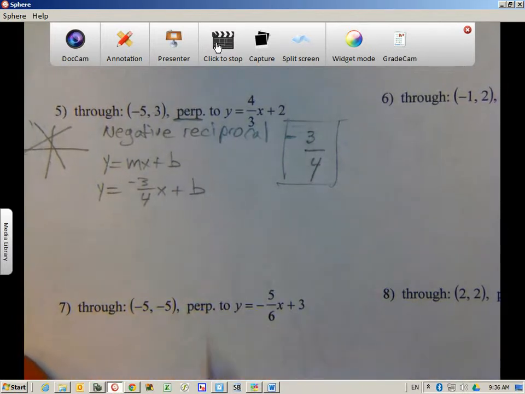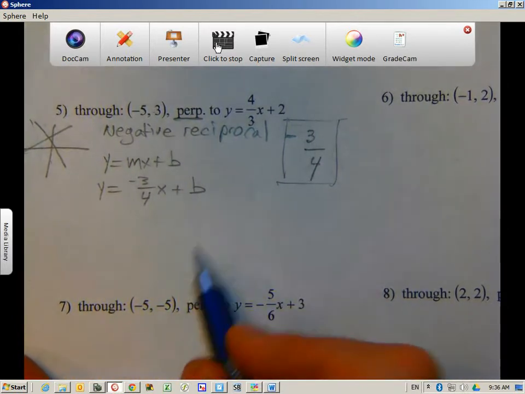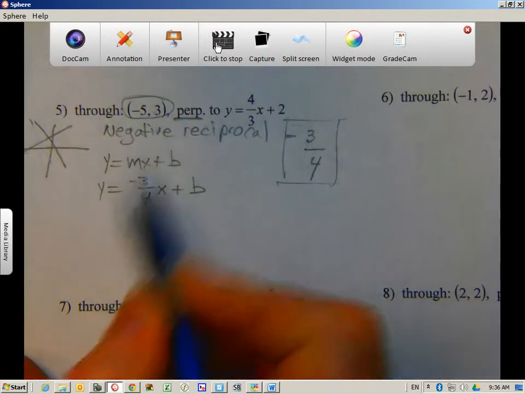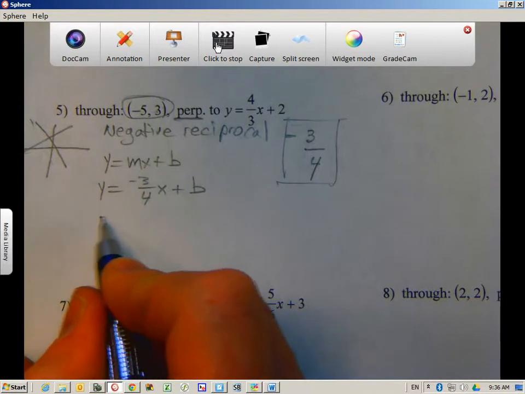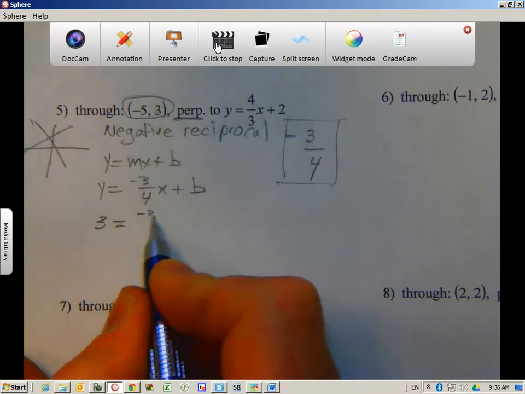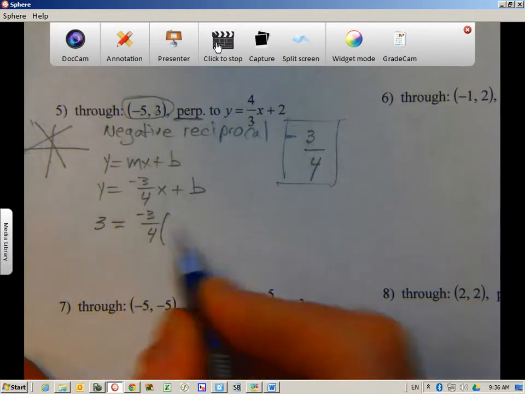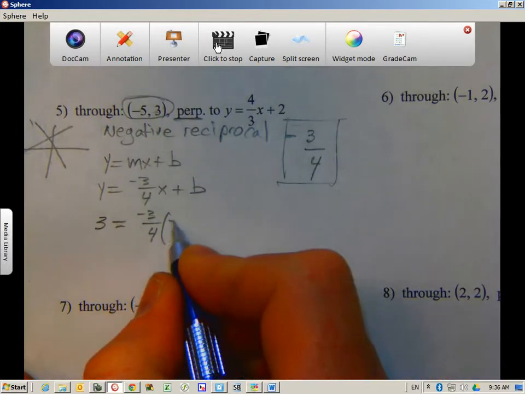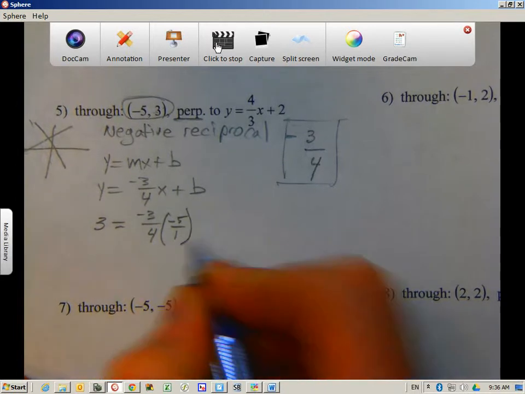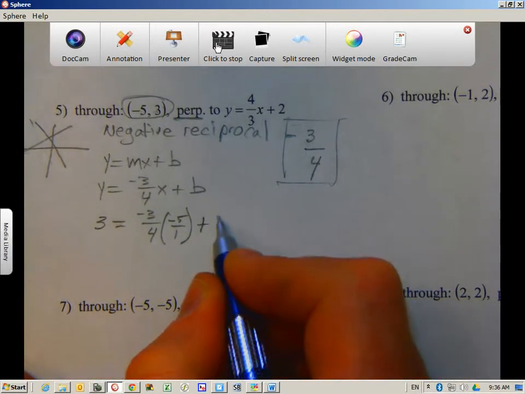But of course I haven't got a b. How do I solve for b? Well, I do have x and y values, so I'm going to plug them into this equation. So let's plug it in. I'm going to get a 3 here equals negative 3 over 4. And I'm going to write this as a fraction. So this is my x. I'm going to write it as negative 5 over 1. It just makes the multiplication a little bit easier to see.